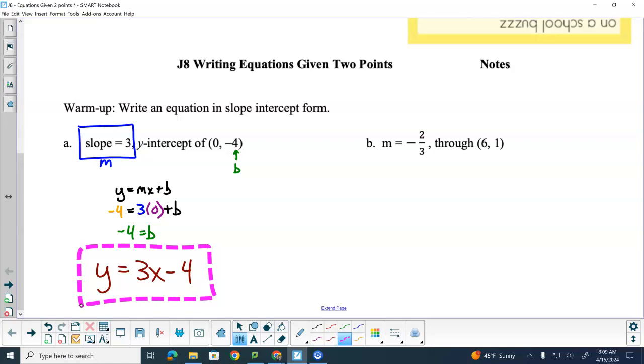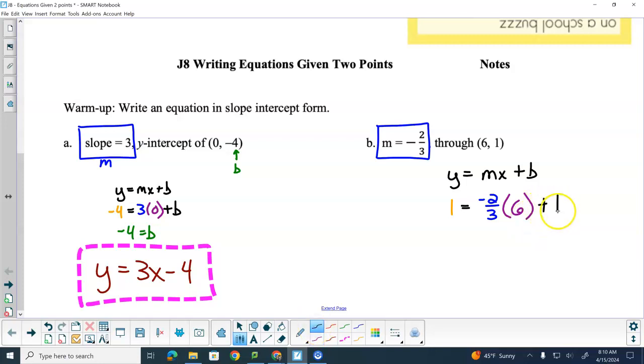Do we have an m? -2/3, right? Okay. Do we have a b? Like right now, as it's written, do we have a b? Nope, so we've got to do this process. Give it to me. 1 equals -2/3 times 6 plus b. That's what I heard from you, right?